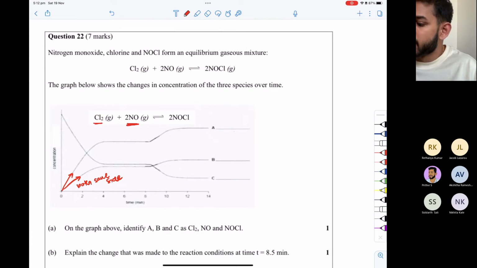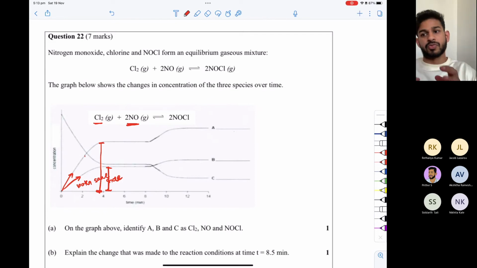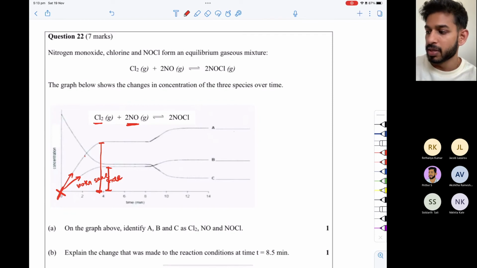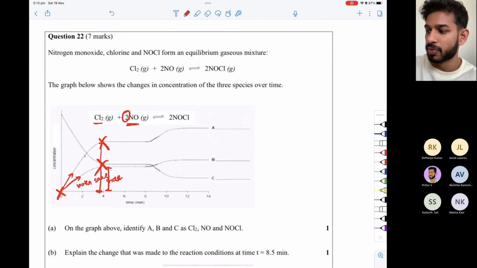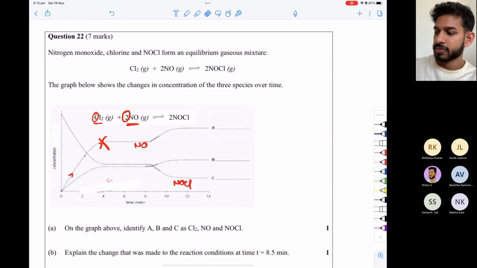Now, the reason that one is twice the height of the other is due to the stoichiometric ratio, right? Remember we said the change in concentrations in reaching equilibrium follows the stoichiometric ratio. They were not at equilibrium here, they got to equilibrium here. So the change in concentration during that time should follow the 2-to-1 rule. So I can straight away say that this is NO and this is Cl2, and that leaves this with NOCl. Any questions so far?